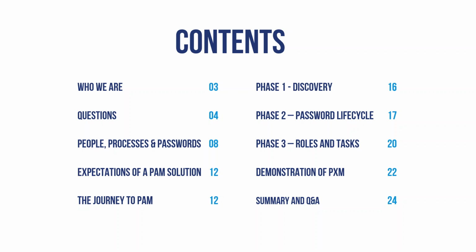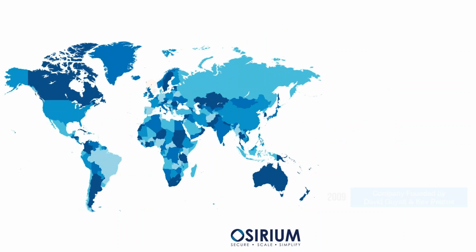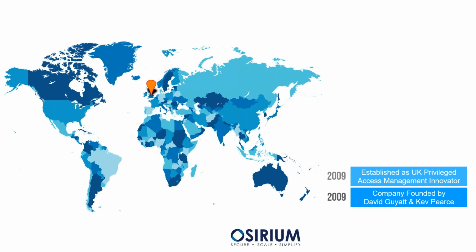We're going to take a look at the 3 Ps, that's people, processes and passwords, and then we'll move on to look at the expectations that you should have of a privileged access management solution. I'm then going to take you through the 3-phase journey to secure privileged access, and then we'll move on and demonstrate the technology so you can see those key components in action.